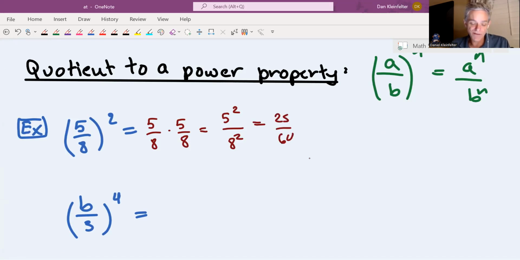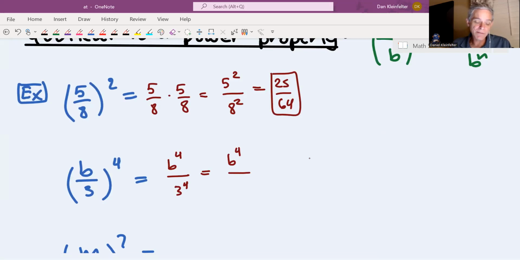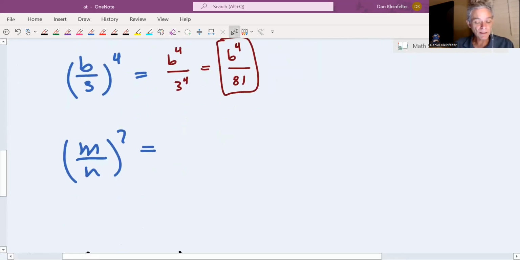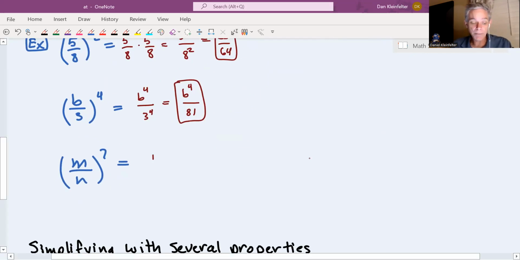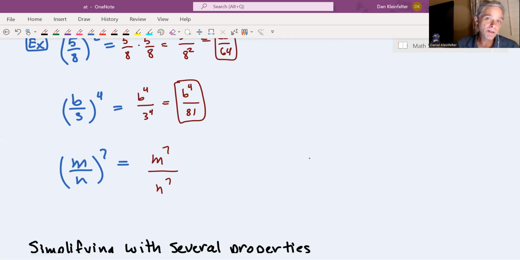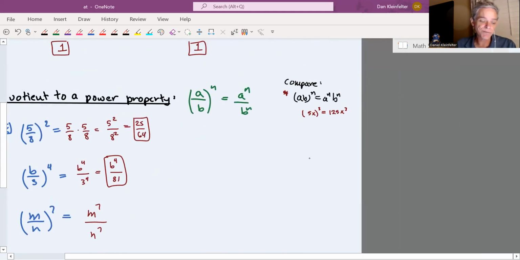We'll get 25/64. Okay, b over 3 raised to the 4th power will be b to the 4th power divided by 3 raised to the 4th power. b to the 4th power I can't simplify though, but we can simplify the 3 to the 4th power down below, and that'll just be 81. Okay, next up we have m over n raised to the 7th power. That'll be m to the 7th over n to the 7th. Okay, so that's the quotient property. It works just like the product property, only for quotients.